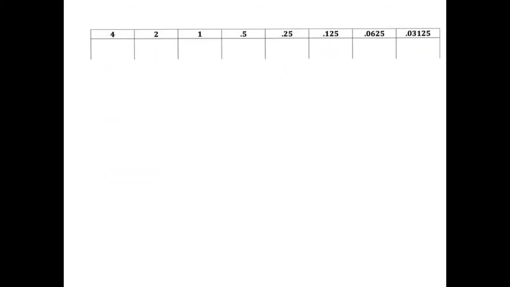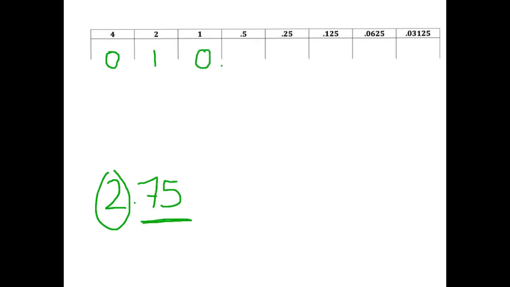Now that we're okay with that, let's try one that's slightly harder. Okay, let's say we were given the value 2.75. I'll focus on my whole number first, and that is no 4s, a 2, and no 1s. Now let's look at the fractional part. And I can do some basic maths here, and what I say to myself is, how does it compare to 0.5? Well, it's bigger than 0.5.